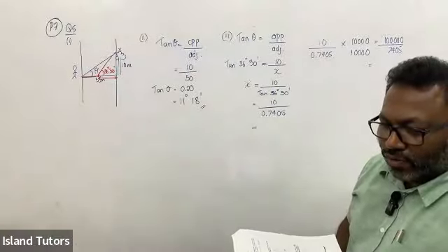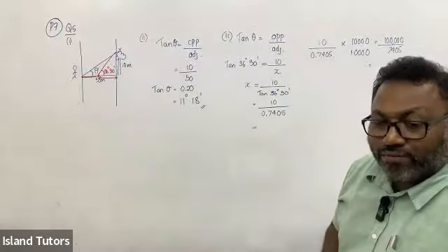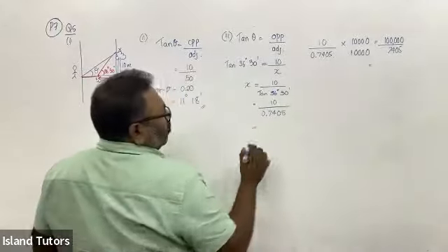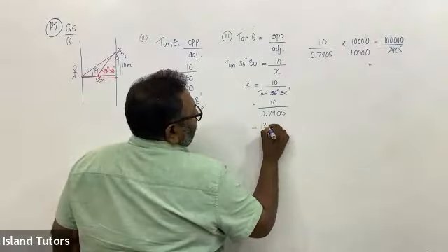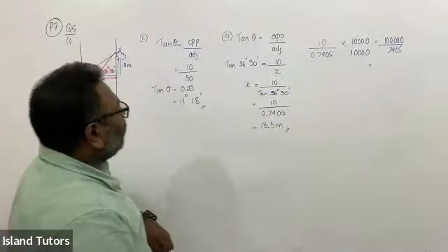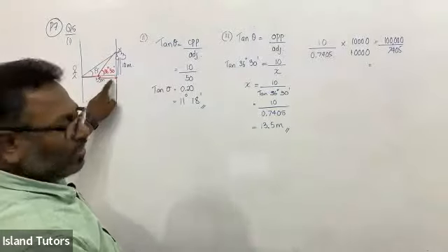What you have done is correct. It should be 13.5 meters. When you divide, you should get 13.5 meters. We don't want a degree. We don't want theta. We want the distance.